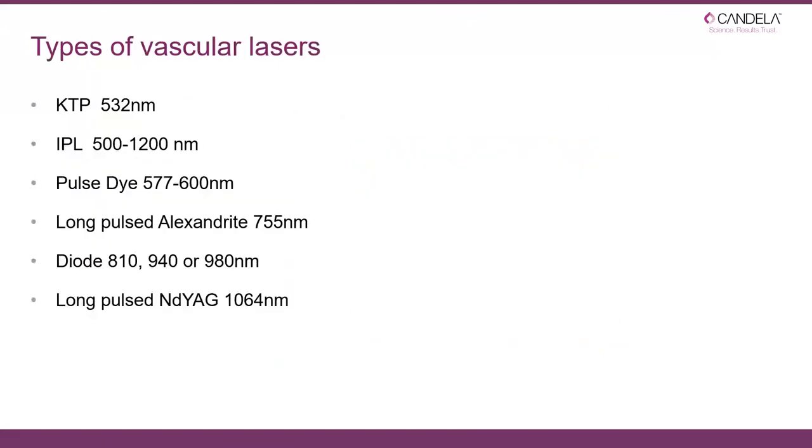There are lots of different lasers that can be used for vascular treatments. First one is the KTP, which I showed you in that diagram earlier on. This is one of the shortest wavelengths that is generally used in vascular treatments. And because it's a short wavelength, its depth of penetration into the tissue is quite shallow.